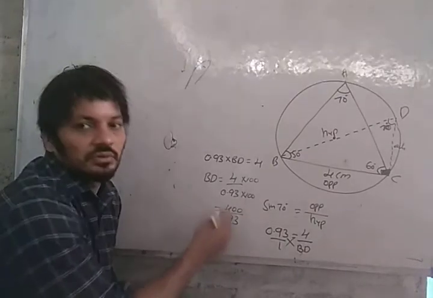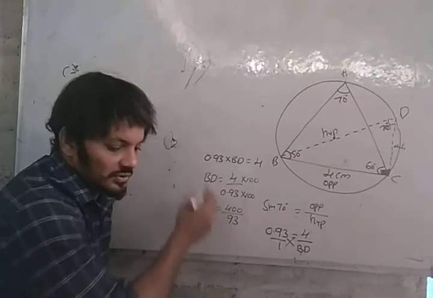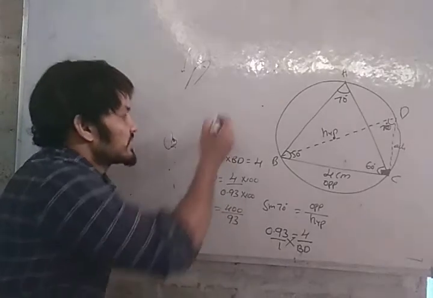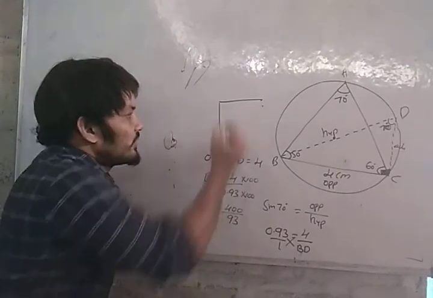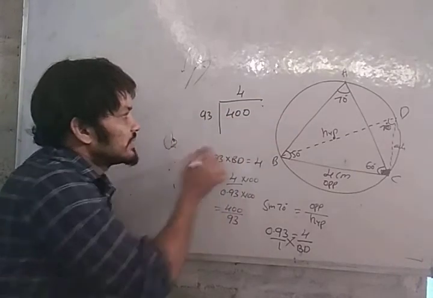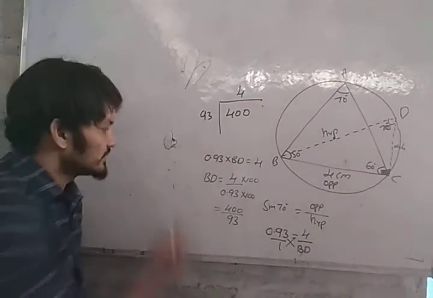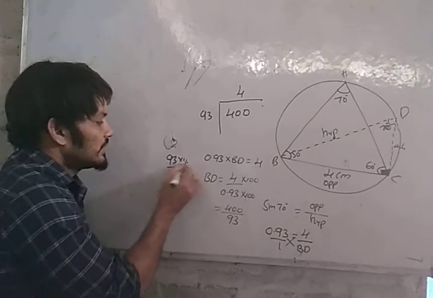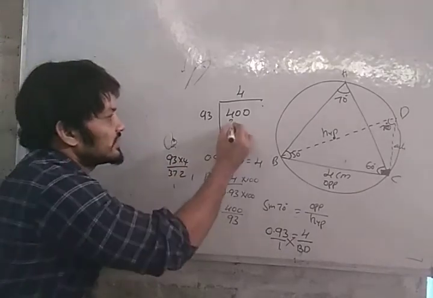And you have to divide. Look how to divide this one. Just use the division method. You know 400 inside and 93 is outside. 4 times is moving. 93 4 times, how much? 372.